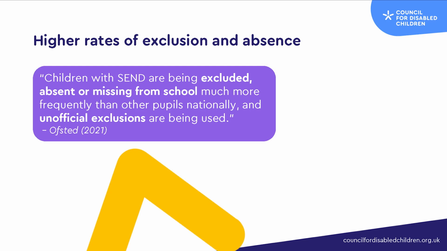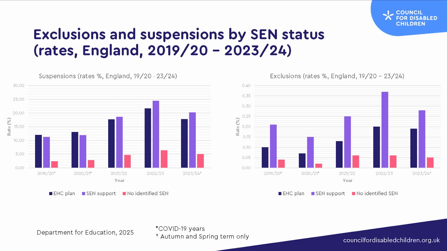And under the Equality Act, if a disabled pupil is excluded, formally or informally, because reasonable adjustments weren't made, that is likely to amount to discrimination. This chart shows school-level SEN data from the Department for Education covering exclusion and suspension rates from 2019 to 20 to 2023 to 24. The pattern is persistent.